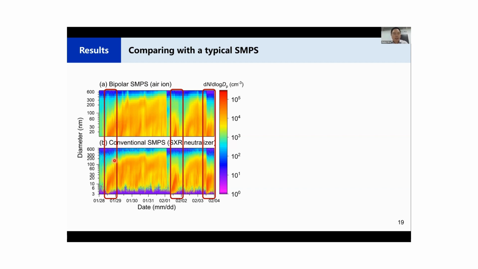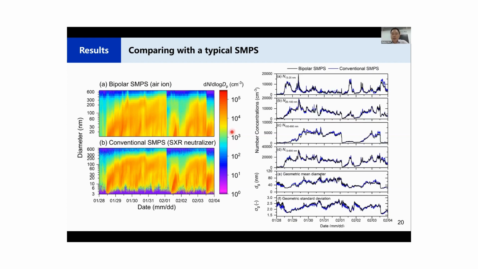Even in some time, we have a relatively intense new particle formation event in Beijing. If we zoom in on the data, we show the integrated number concentration between different size ranges, here for example from 13 to 25, 25 to 100, and the larger ones. We compare these two systems and show that the data are pretty consistent with each other. Also, if we look at the geometric mean diameter and the geometric standard deviation, we show that the natural ions-based instrument generally agrees with the conventional SMPS data very well.